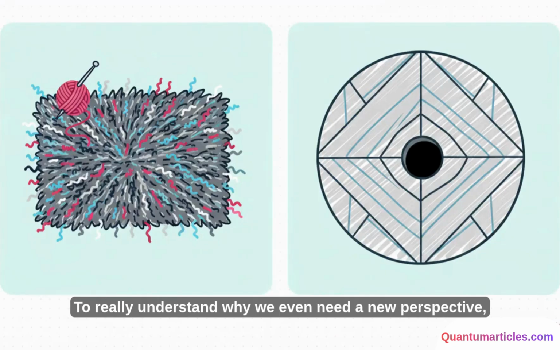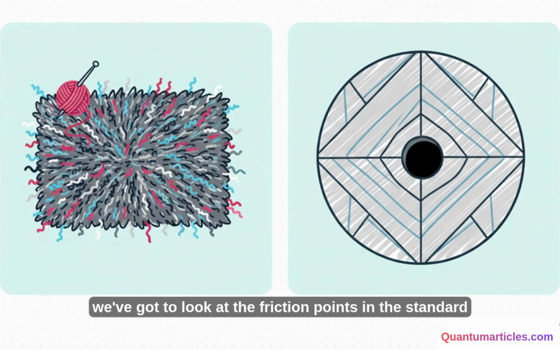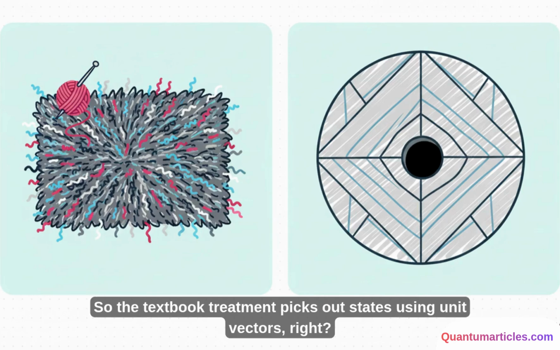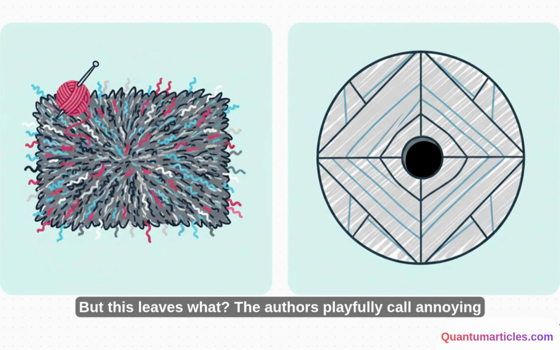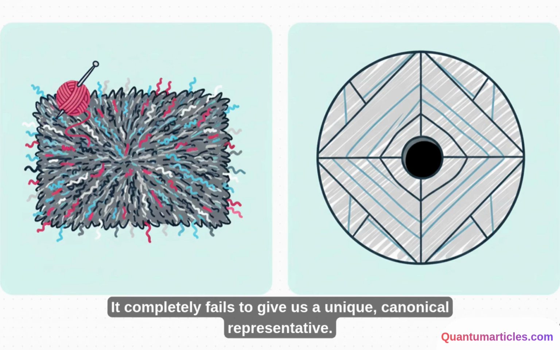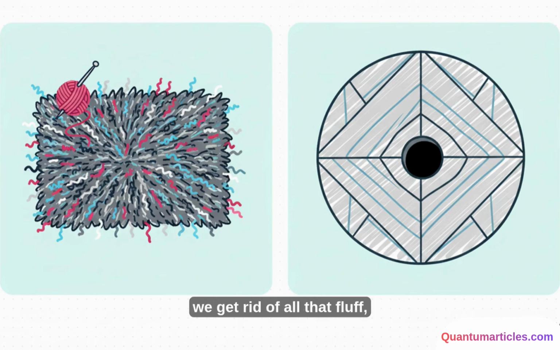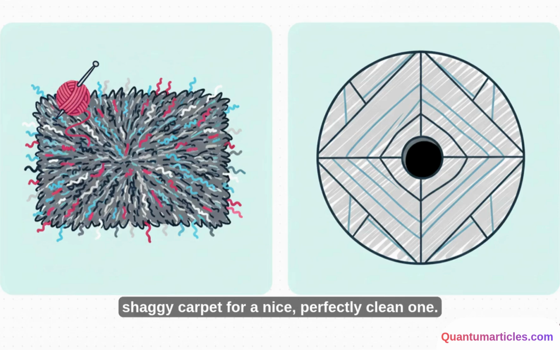To really understand why we even need a new perspective, we've got to look at the friction points in the standard kinematic axioms of quantum mechanics. So the textbook treatment picks out states using unit vectors, right? But this leaves what the authors playfully call annoying fluff on the carpet in the form of a global phase. It completely fails to give us a unique canonical representative. But if we projectivize the math, which really just means making states one-dimensional subspaces, we get rid of all that fluff. We basically trade in our old, shaggy carpet for a nice, perfectly clean one.